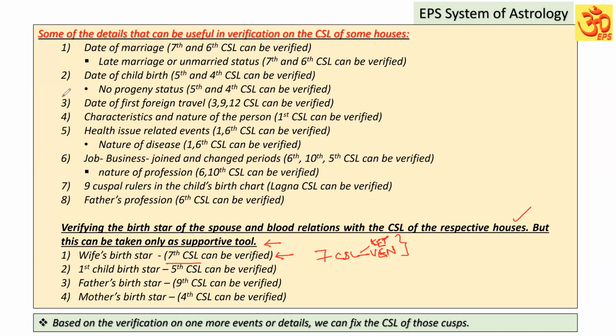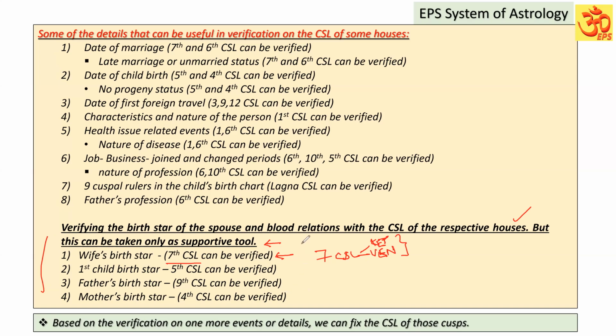So while we are doing this process, after fixing the cuspal sublords by verifying the past events, this verification of the birth star of the wife or spouse and blood relatives will be useful in confirmation.